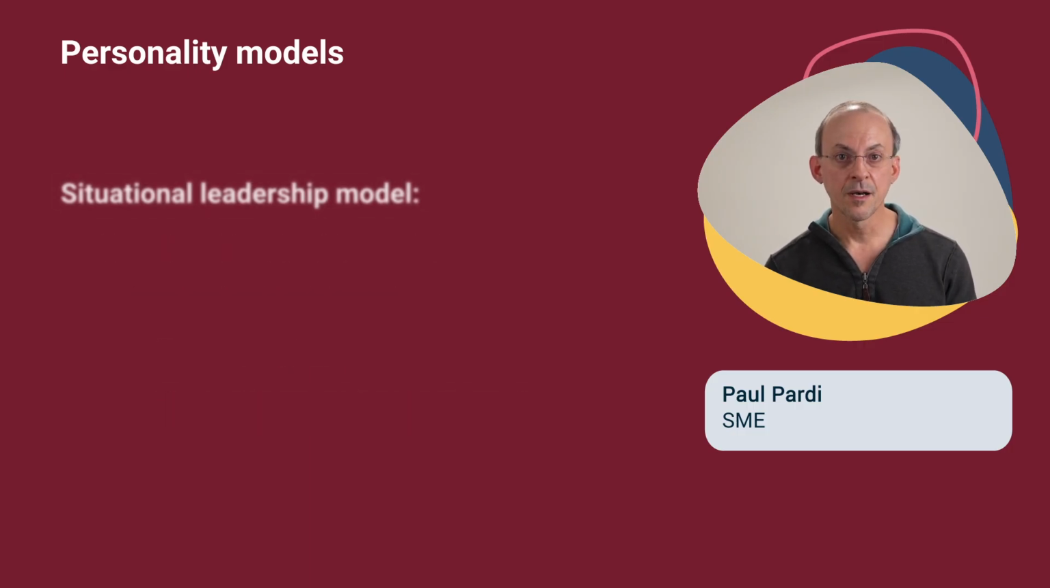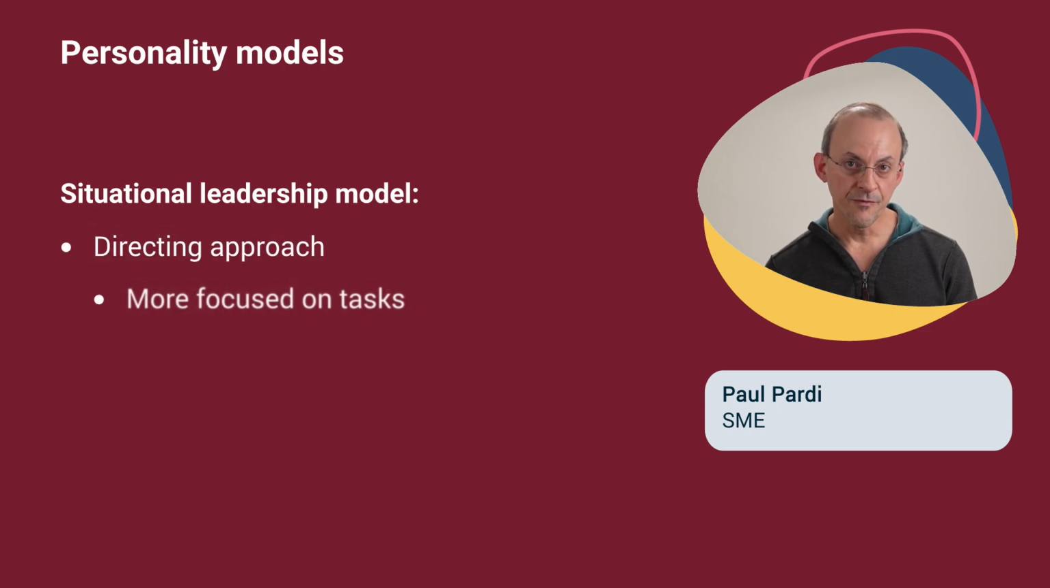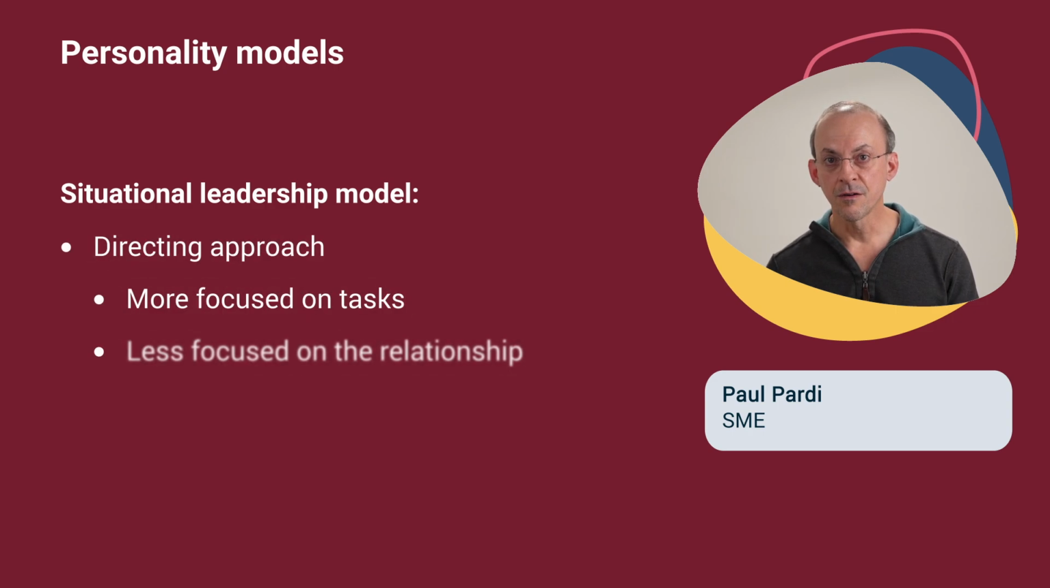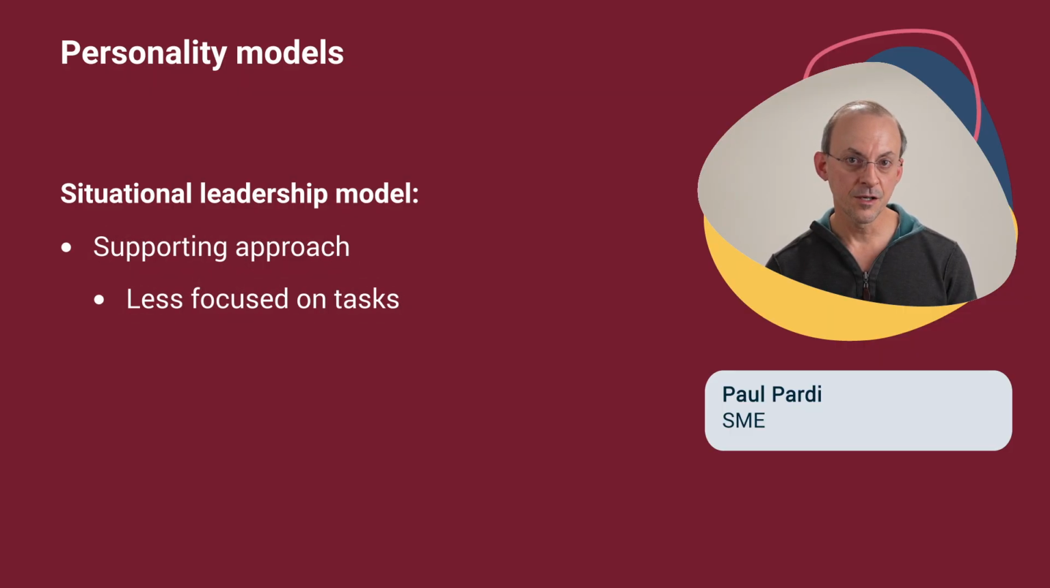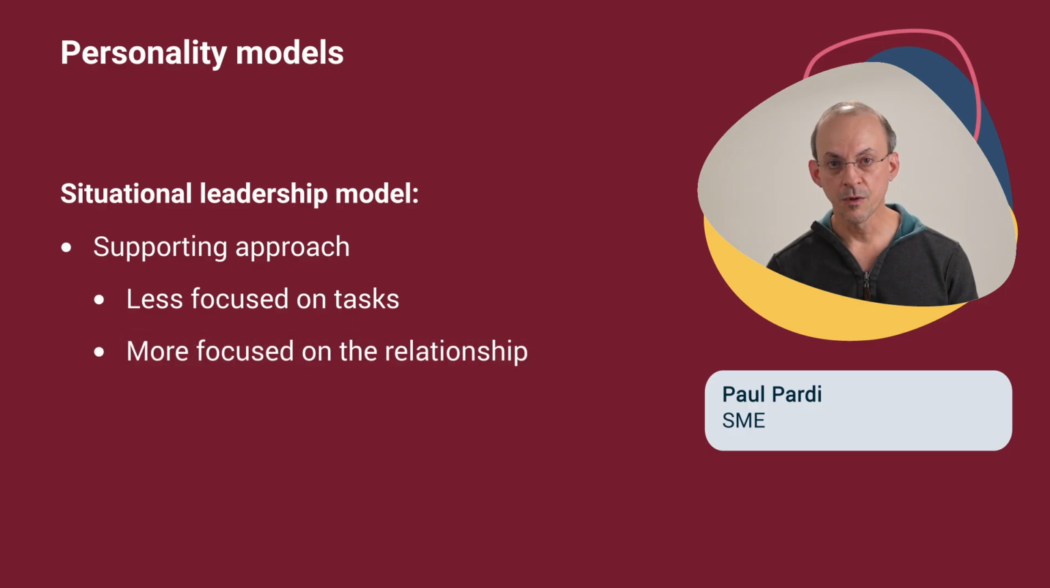So one type of category in this model is directing, which means that you're really focused on the tasks and you're less focused on the relationship in that approach when you're leading someone. Another one is called a supporting approach. This is less focused on the tasks that you're working on and really focusing on the relationship. So when you're working in this mode, you're helping people get their work done. You're not doing the work yourself.